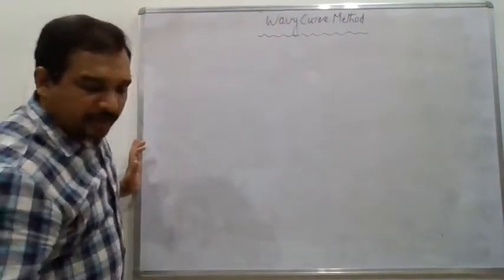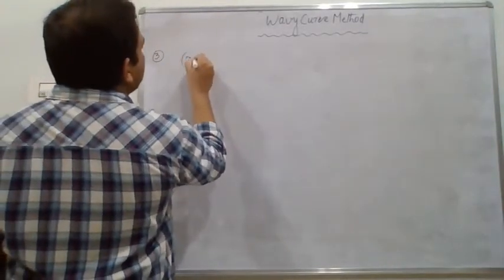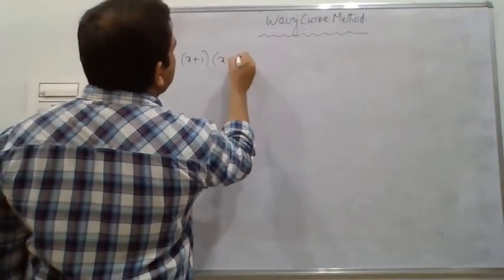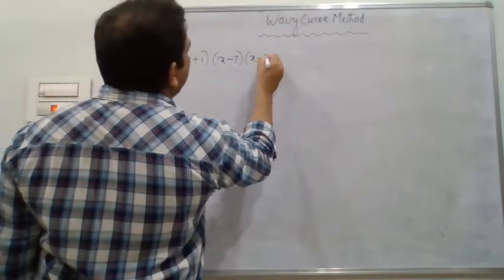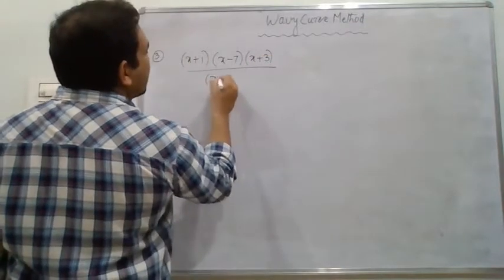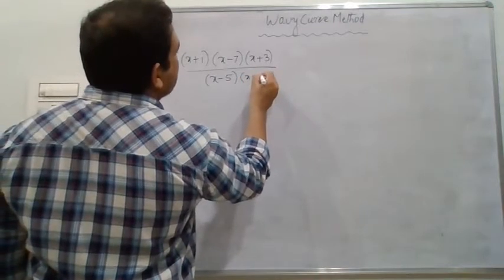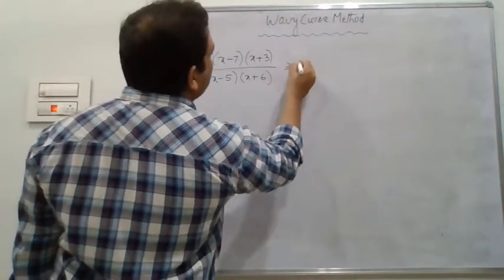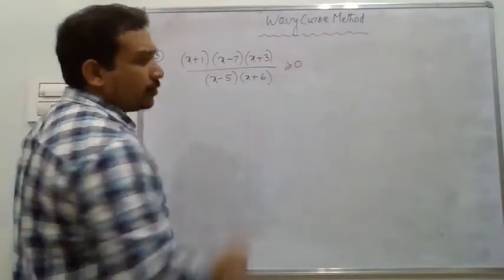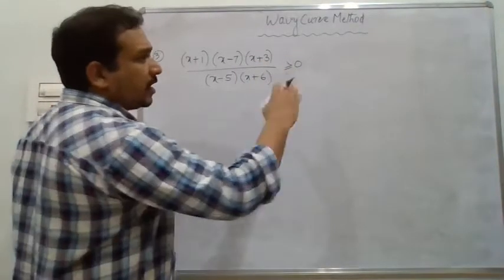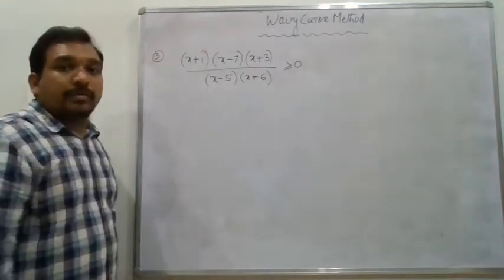Now if the question is (x plus 1)(x minus 7)(x plus 3) by (x minus 5)(x plus 6) is greater than or equal to 0. Now what is the difference between this question and the previous two questions? That was strictly greater than or strictly less than 0. But here it includes greater than or equal to 0 also.